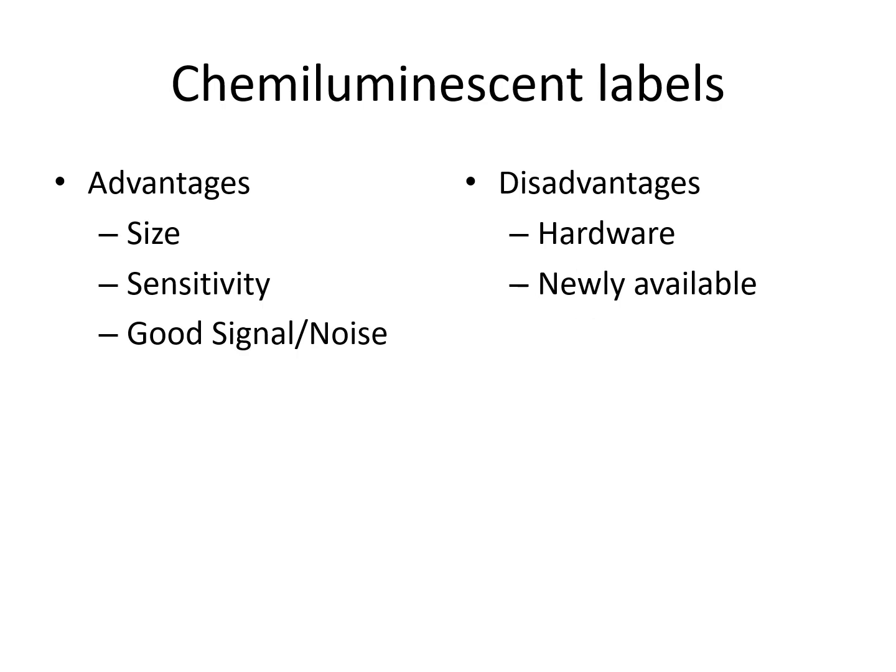For the last label, we have chemiluminescent labels. So they are smaller. So the size is an advantage, easy to use as a label, sensitive, and it provides a good signal. So that means it allows for easy detection of the substance being measured. However, for the disadvantages, we need to buy special equipment in order to do this test, or hardware problem, and because it is newly available, so this is a new technology, the information that we have available is somehow still limited.